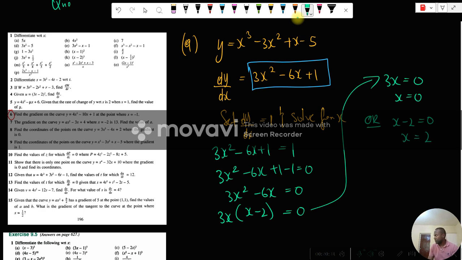Did anybody manage to get those two values? Hello? No, sir. What happened there? You should have, sir, been... never mind. Go ahead. Go ahead, sir. It's a quadratic equation. I equated it to 0.